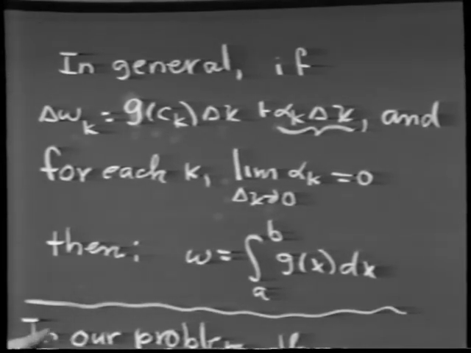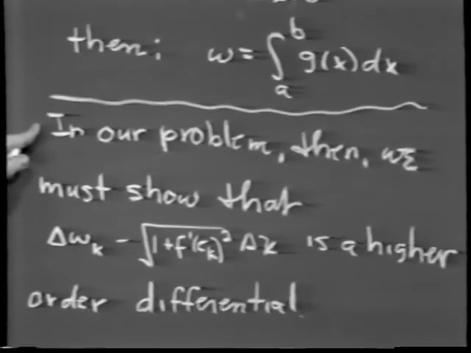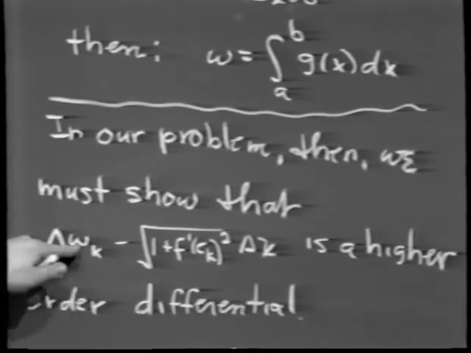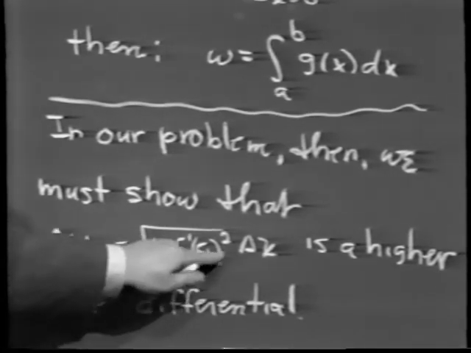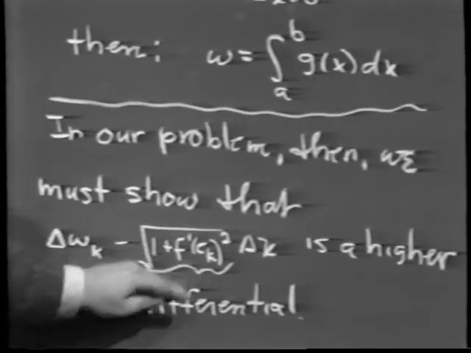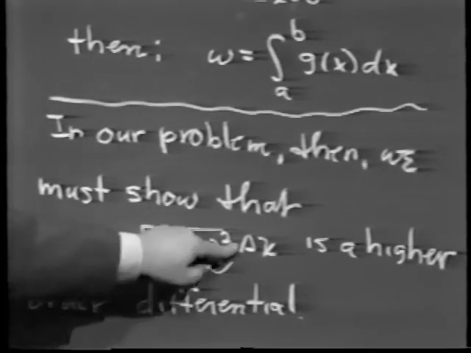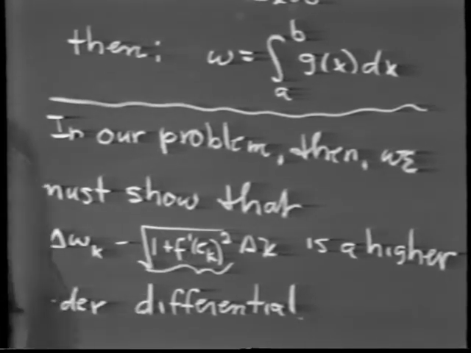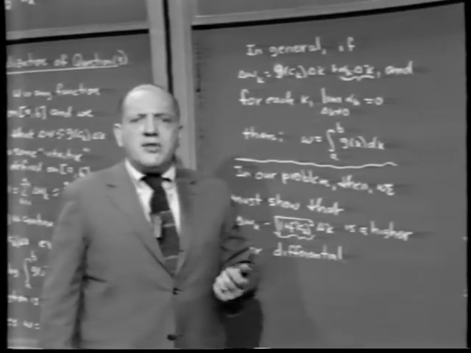In other words, now, in conclusion, what we must do in our present problem to answer question number 3, remember, we have approximated delta w k by this little thing, the square root of 1 plus f prime c sub k squared, times delta x. In other words, in our particular illustration in this lecture, the role of g is played by the square root of 1 plus f prime squared. What we must show is that this difference is a higher order differential. And this really requires much more advanced work than we really want to go into.